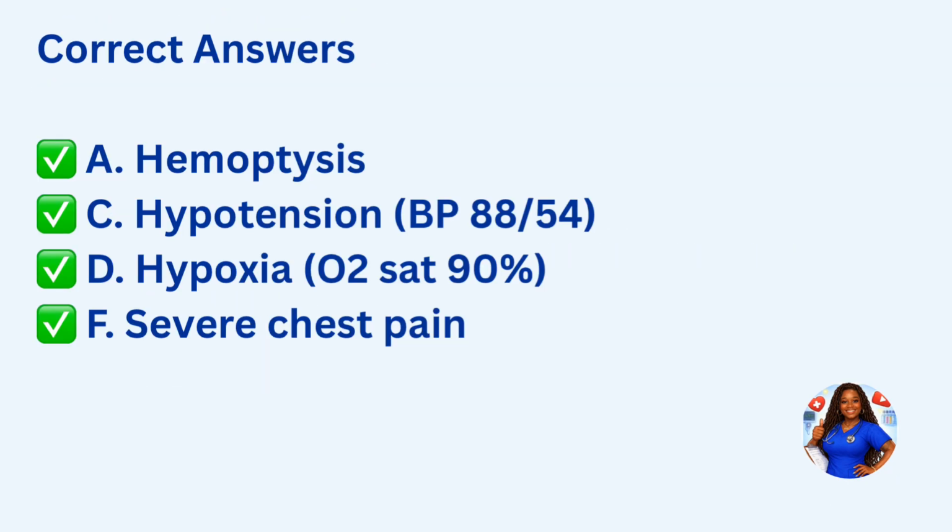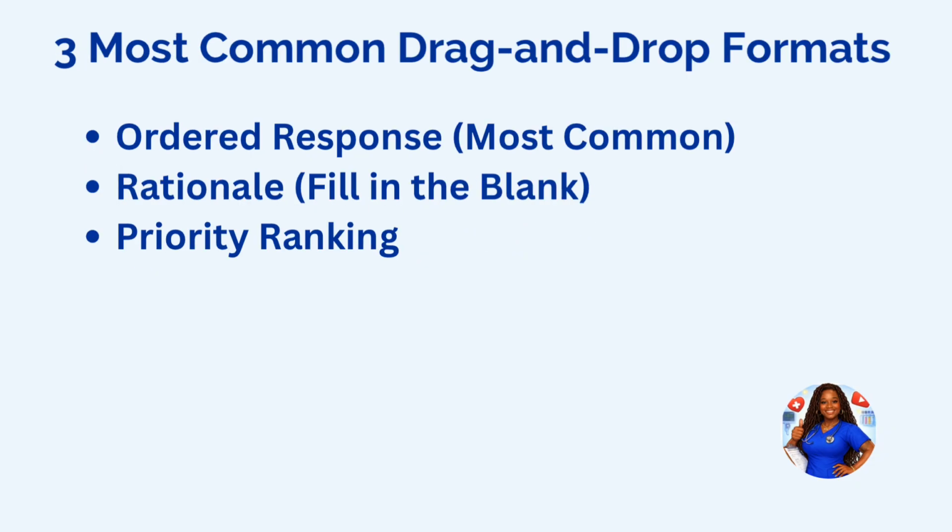So the correct answers are A, hemoptysis, C, hypotension, D, hypoxia, and F, severe chest pain. Remember for the NCLEX, you are not selecting what is simply abnormal. You are selecting what is unsafe and requires the nurse to act. Now, these are the 3 most common drag and drop formats: order response, rationale, and priority ranking. On NCLEX, for drag and drop questions, think ABCs first, assess before implementing when appropriate, and intervene before notifying the provider.